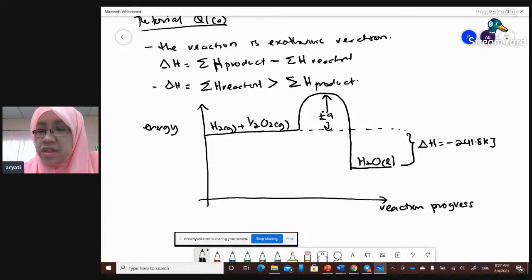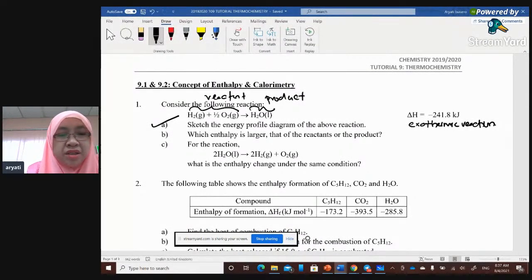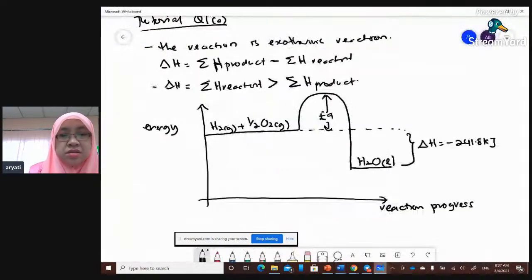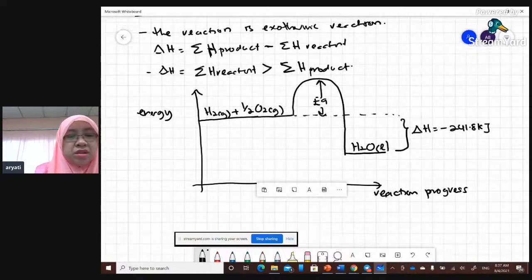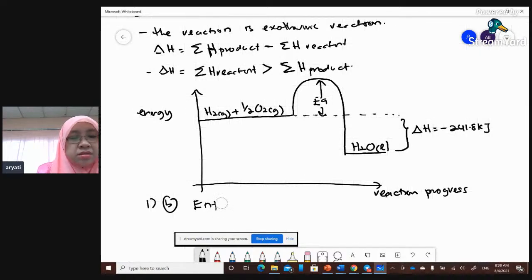Okay, can all of you understand this lesson? Okay, we continue with question number 1B. Which enthalpy is larger? That is the reactant or product. Number 1B, the answer is, saya dah tulis kat sini, number 1B. So the answer is the enthalpy of a reactant.